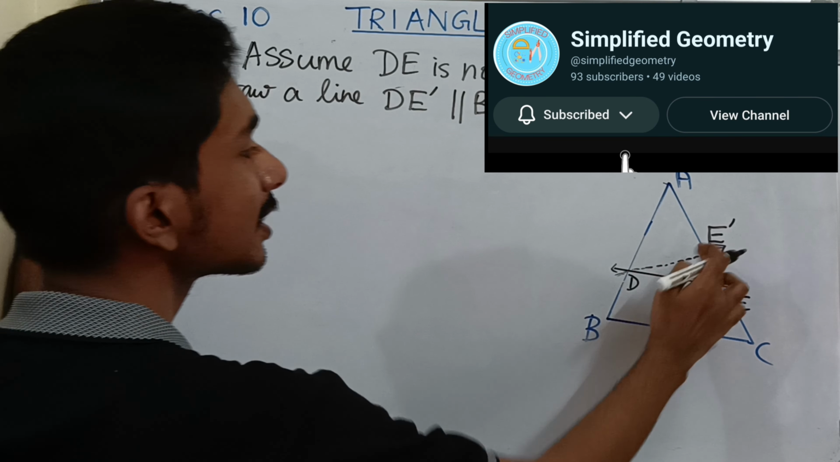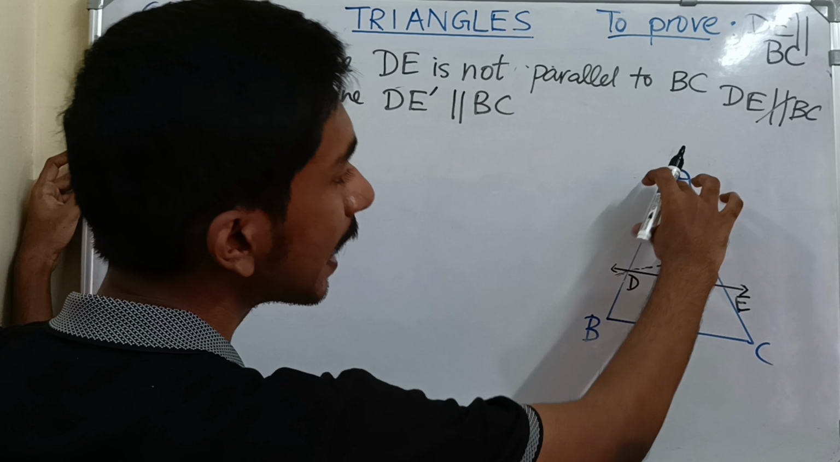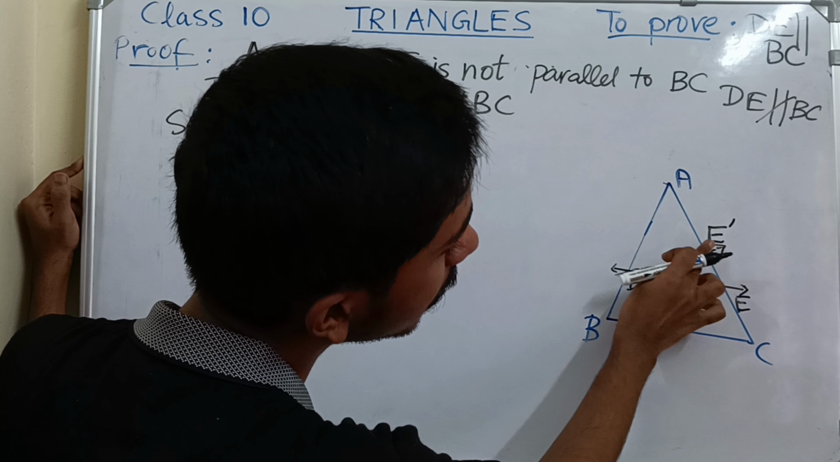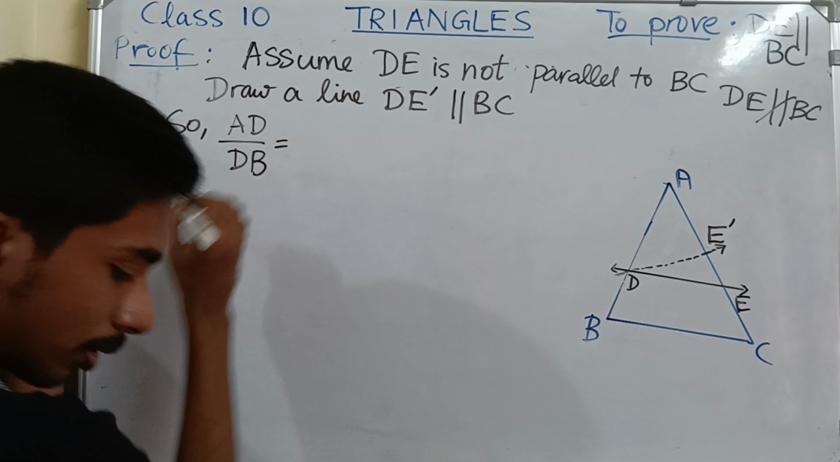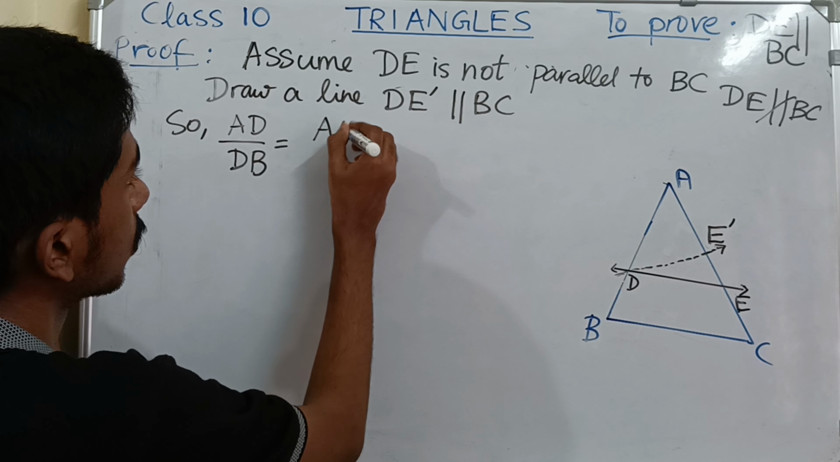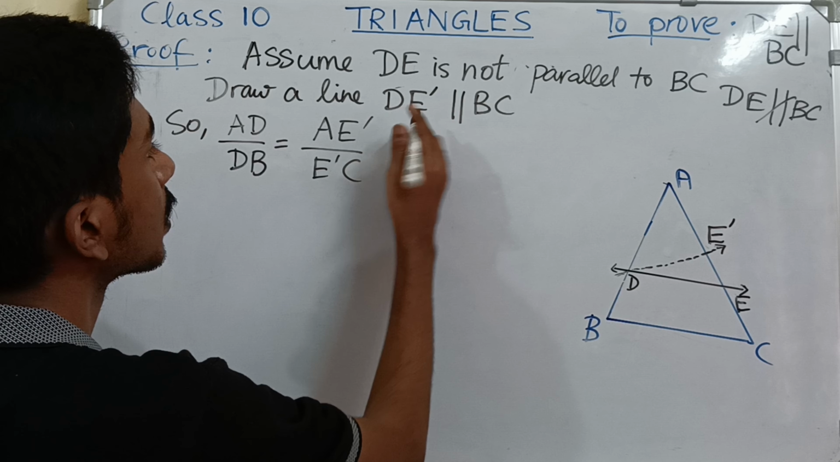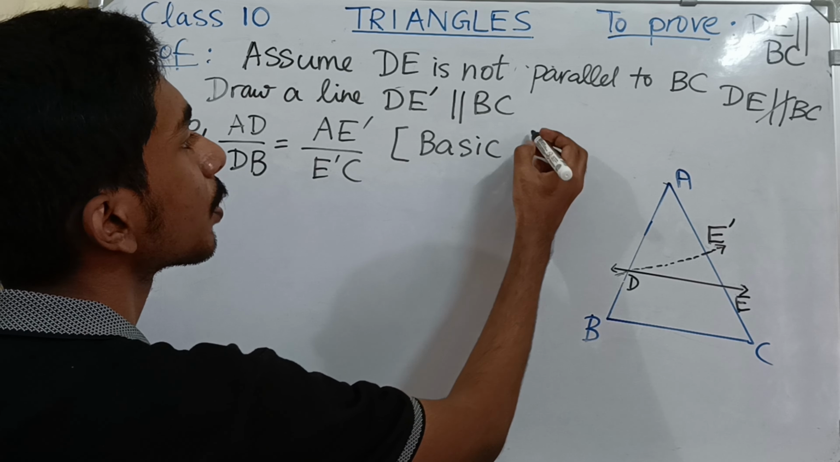So if DE dash is parallel to BC, then we know that in the basic proportionality theorem, AD by DB will be equal to AE dash by E dash C. The reason is the basic proportionality theorem. We learnt it in the previous theorem.